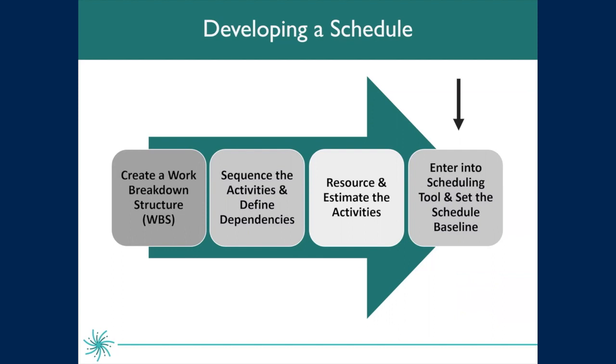A schedule baseline is the original approved scope of work that needs to be accomplished. This is what you're going to measure progress against once you move into the execution phase. When you hear people say, are we ahead of schedule? Are we behind schedule? They are talking about your current state in comparison to that baseline.